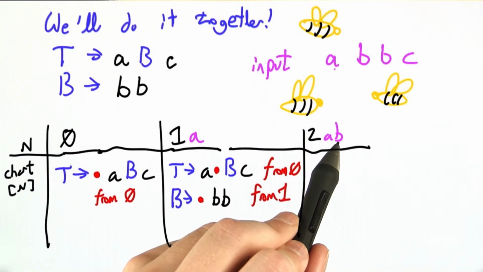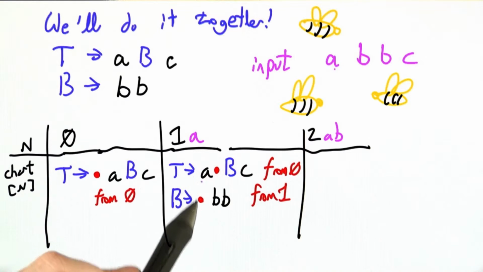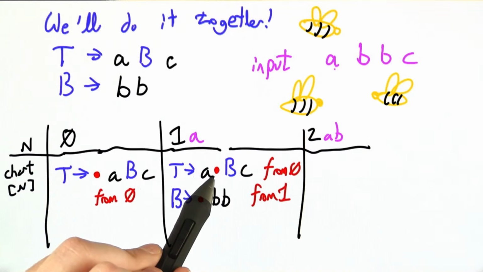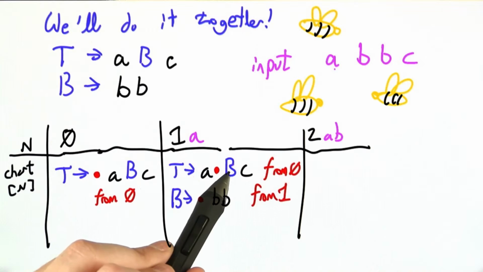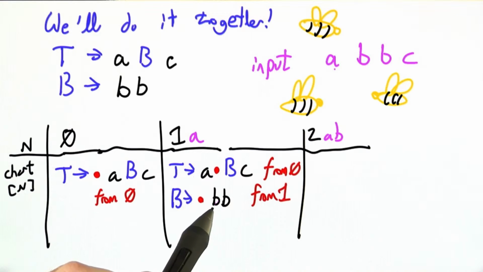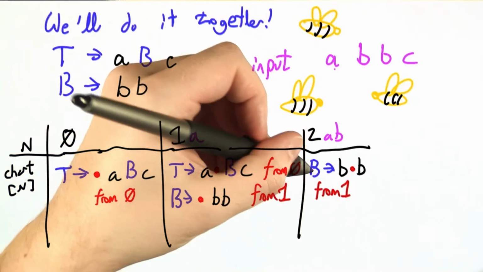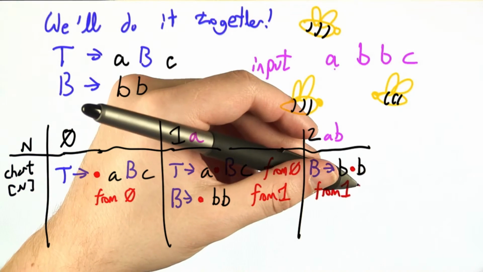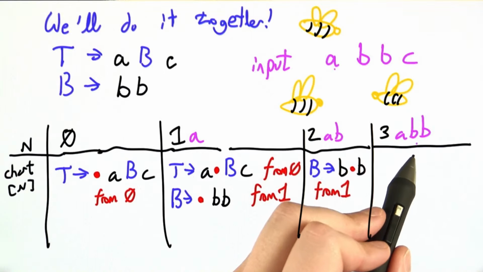Here, the next input token is a B, so can we shift on any of these rules? Well, this has a dot before a non-terminal, so we can't do anything here. But this one has a dot before a token, and it's the token we were expecting. We are so happy. B goes to b, from 1.